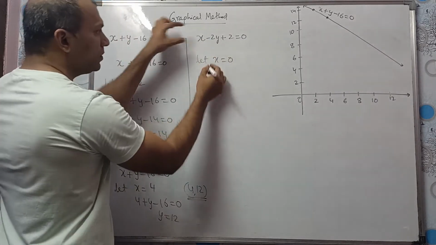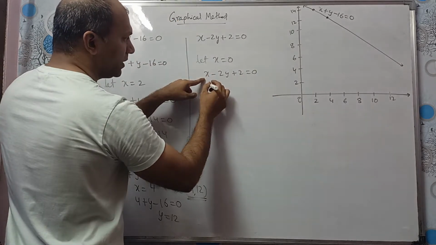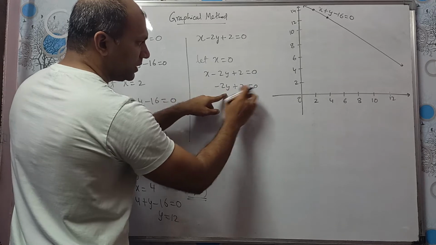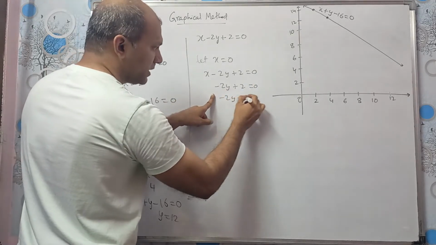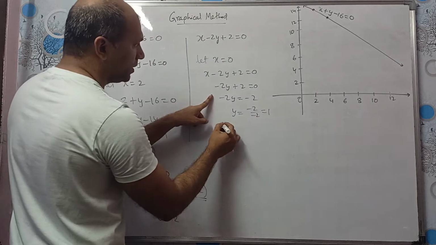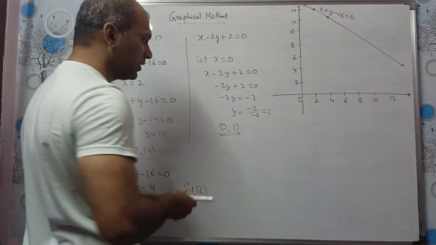If you take 0, we have x minus 2y plus 2 equal to 0. This will be 0, right? 0 minus 2y plus 2 equal to 0. So this is 0. This 2 goes on the other side, becomes minus. So y will be minus 2 divided by minus 2, it will be equal to 1. So 0 comma 1 is the first point we got, the first solution we got.